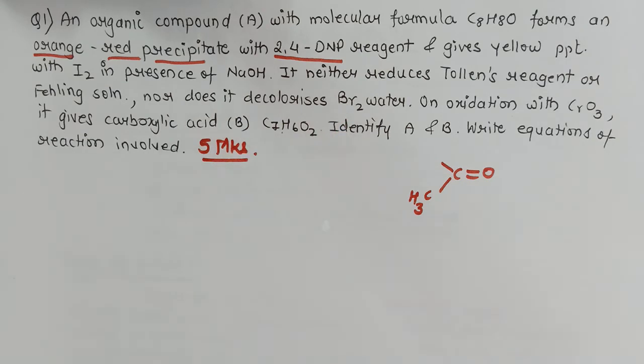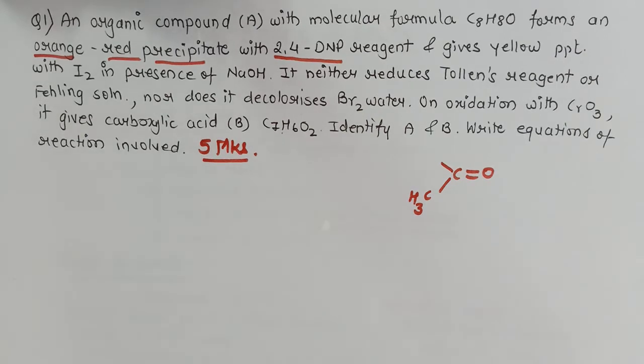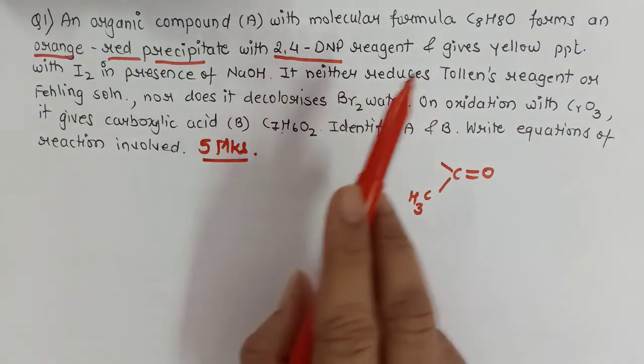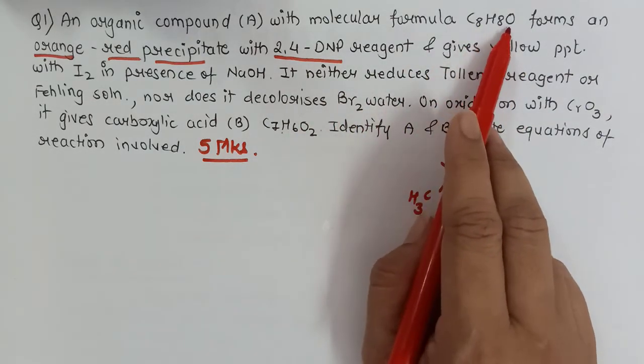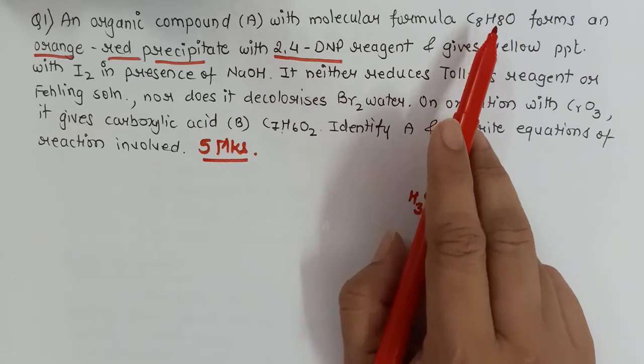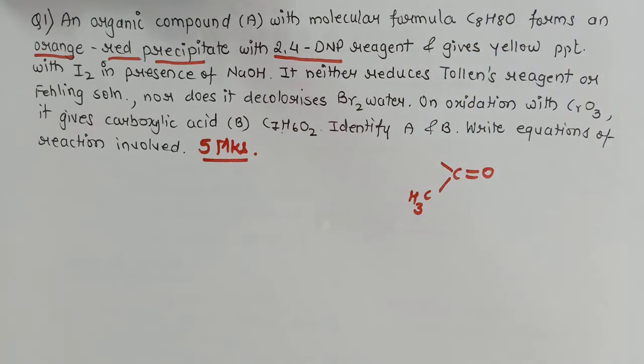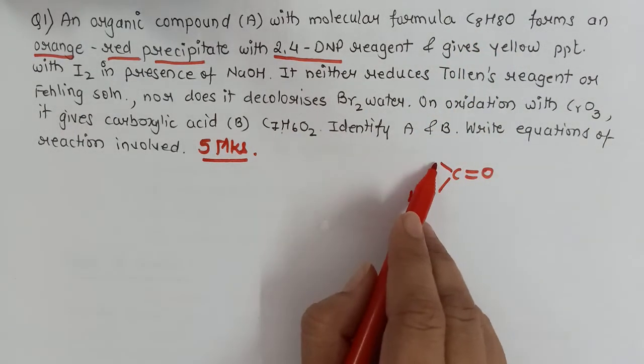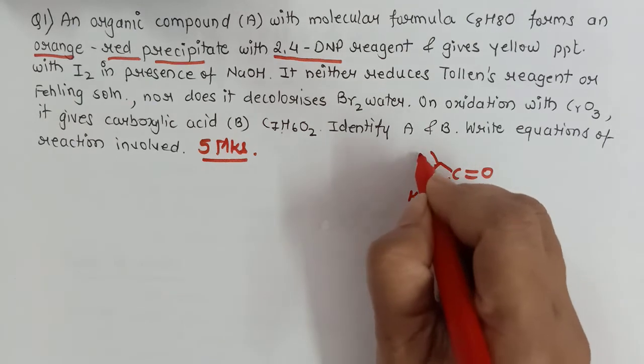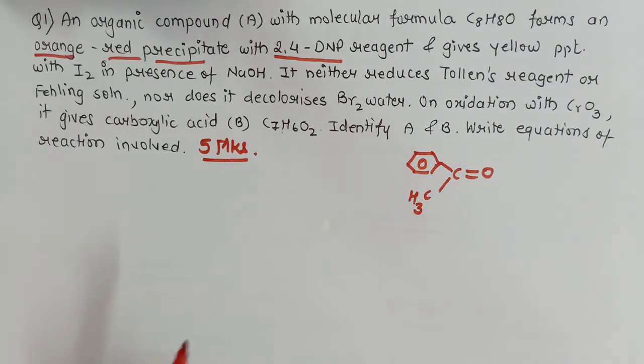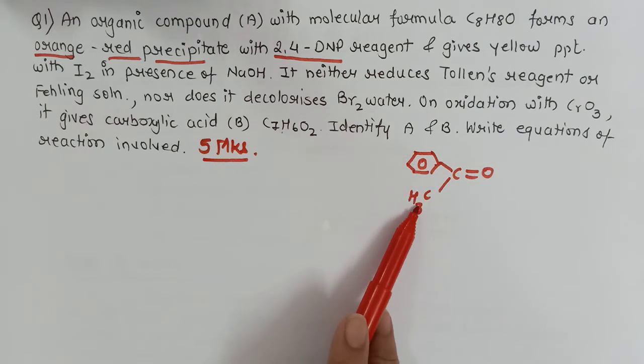So now we know for sure that it is not an aldehyde, it must be a ketone. Now again I'll come to this formula C8H8O. This shows a high degree of unsaturation. That means here the alkyl group must be benzene. So the given compound will be acetophenone.